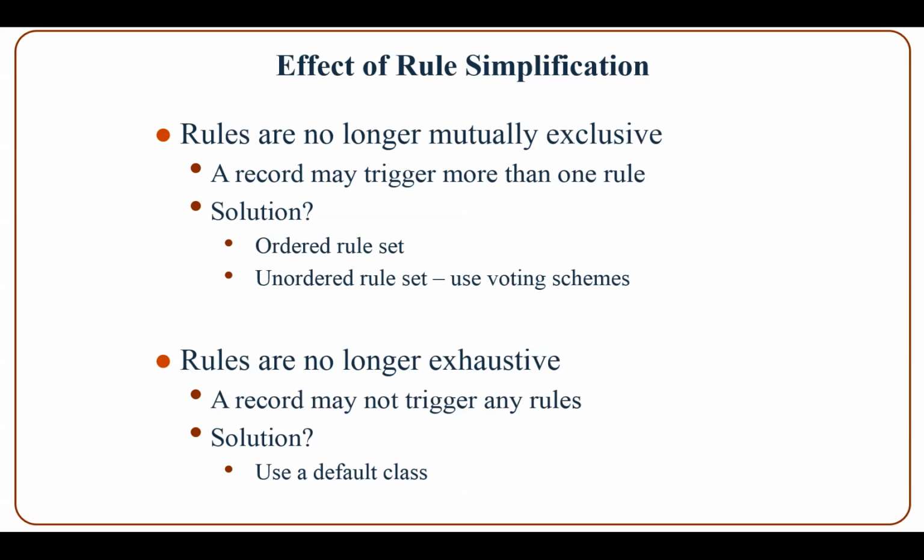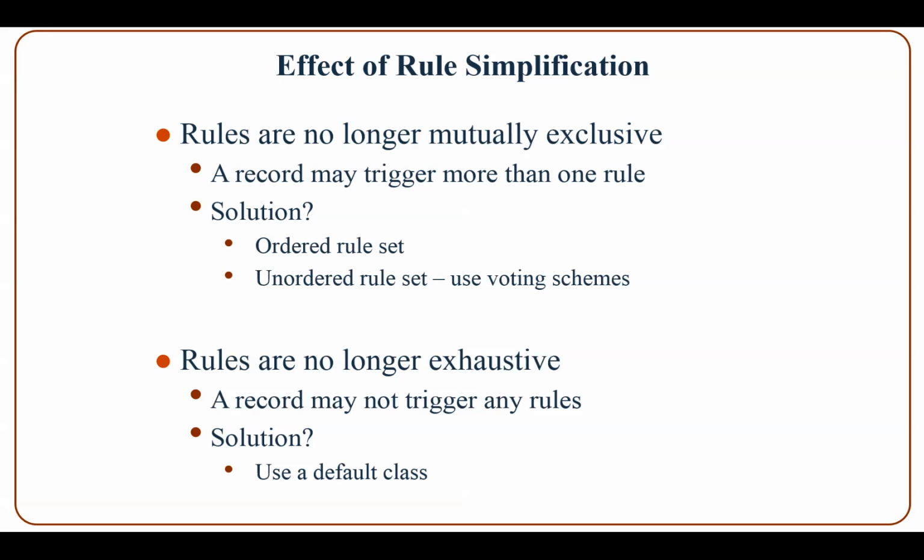Rule simplification has some effects. Rules are no longer mutually exclusive. With rule simplification, a record may trigger more than 1 rule. There may be 2 solutions. The first solution is ordered rule set. In this approach, the rules are ordered in the decreasing order of their priority. A test record is classified by the highest ranked rule that covers the record.